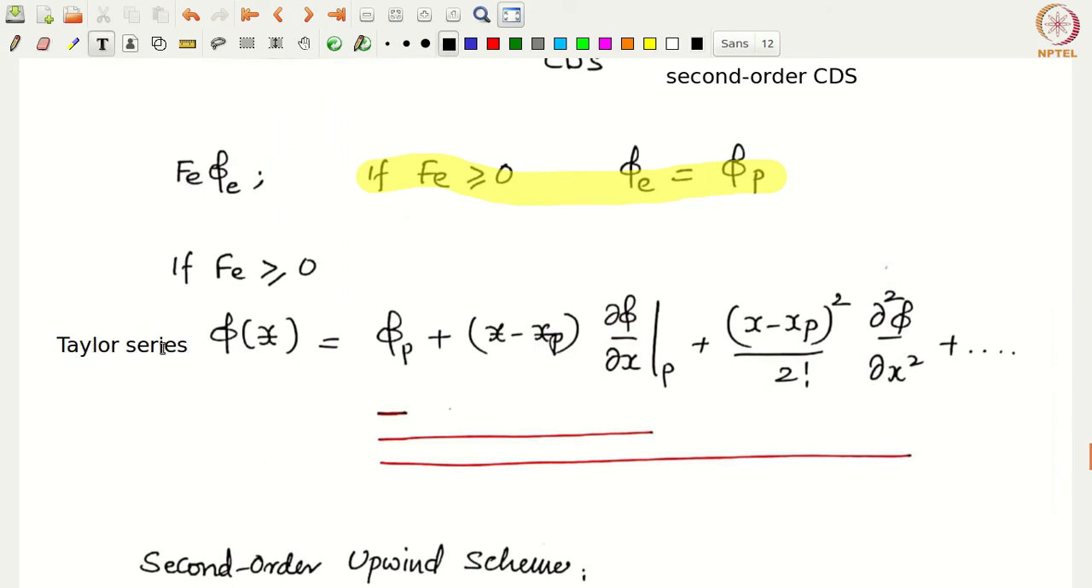So phi of x equals phi p plus x minus xp times partial phi partial x, plus the second derivative term, x minus xp squared upon 2 factorial times partial squared phi by partial x squared, and so on. Now, up till now, for the first order UDS, the first order upwind difference scheme, we only considered this first term here.